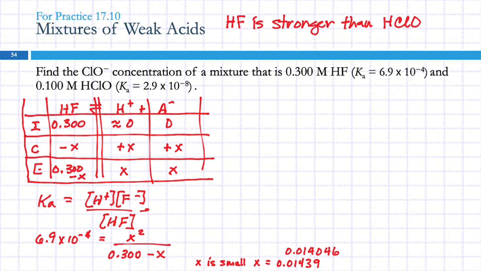So that is equal to the hydrogen ion concentration. That's the contribution from the stronger acid. Now we do another ICE table for the weaker weak acid, HClO in equilibrium with H plus and ClO minus.